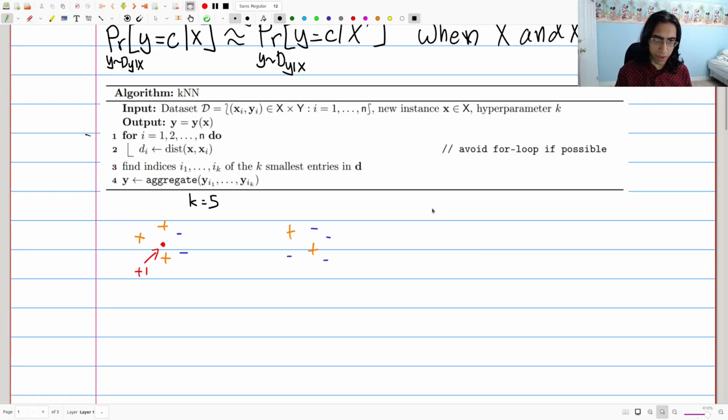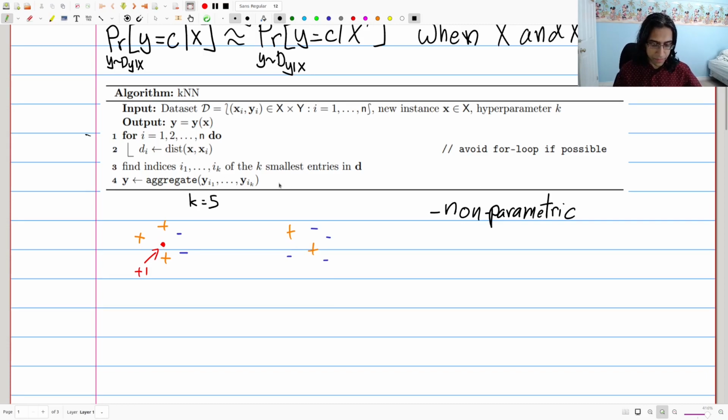One thing I want to mention is that this is a non-parametric method. What do I mean by that? Remember when we were talking about perceptron or linear regression, there's some underlying parameter vector that we're trying to estimate, which has some fixed number of parameters, say d, the dimension. Whereas this is a non-parametric method, meaning there's no underlying parameter vector which we're trying to learn.